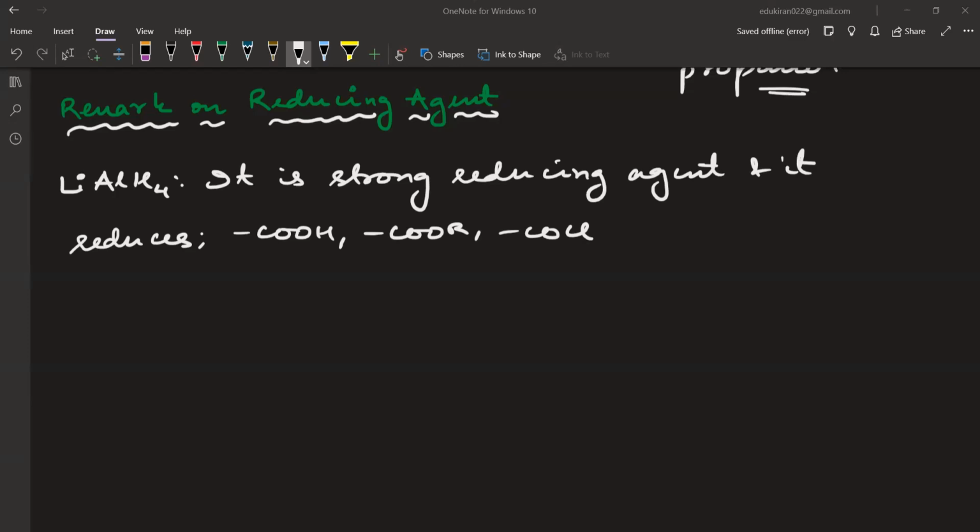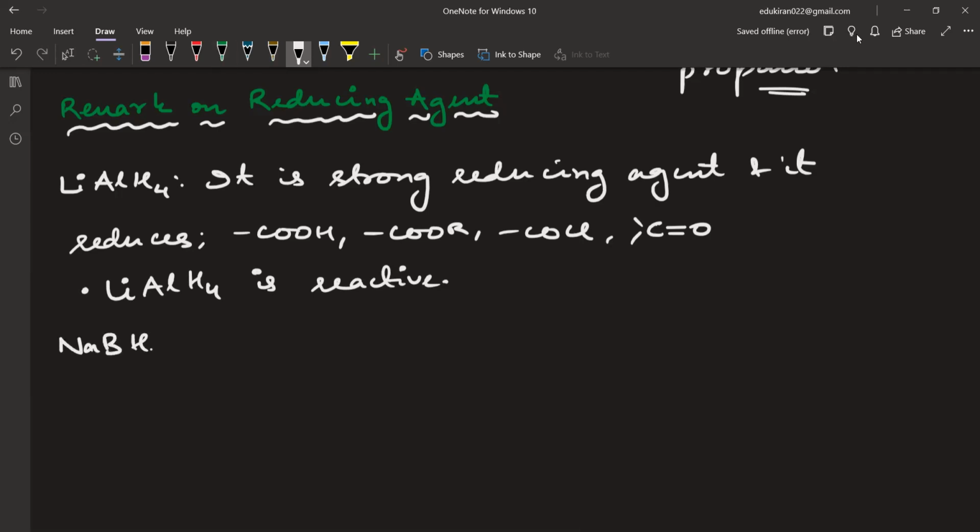Yes or no? We have seen that it reduces ketones also. That means it reduces C double bond O. So we say that LiAlH4 is reactive in nature. Next we have another reagent which is important for you guys, sodium borohydride, NaBH4.